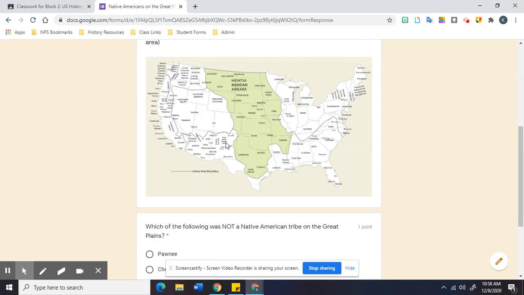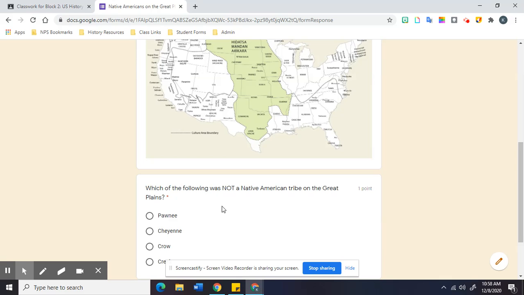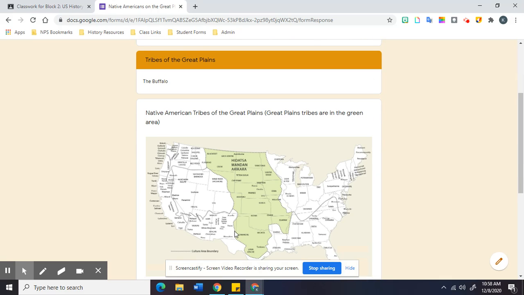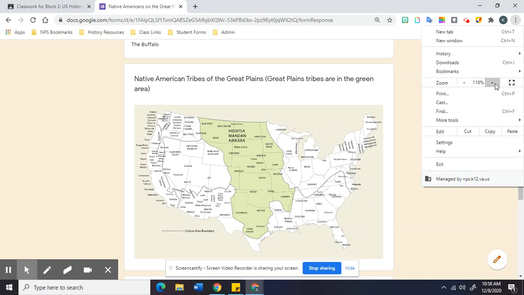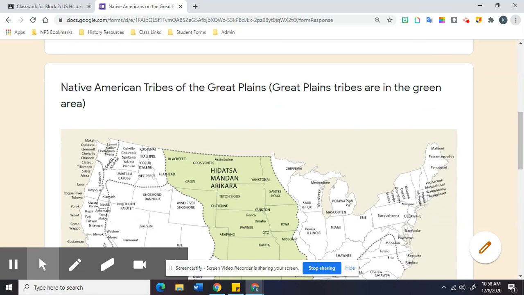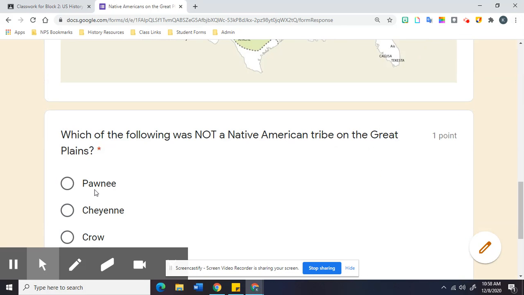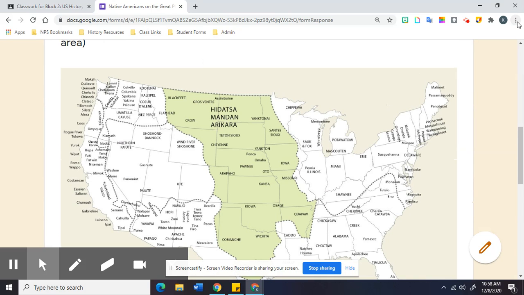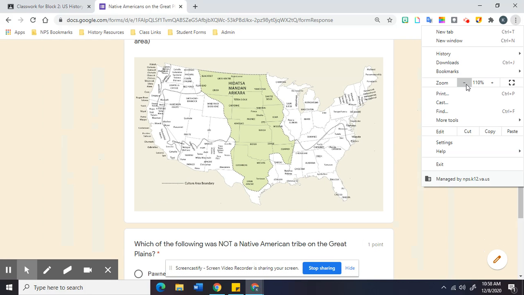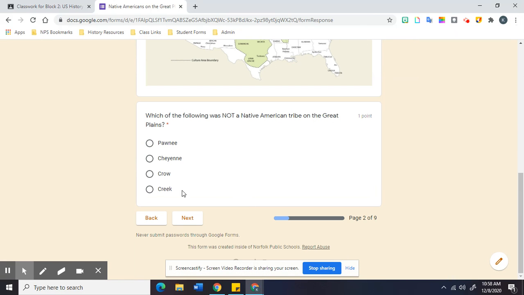So, I'm going to use this map to answer our first question. Which of the following was not a Native American tribe on the Great Plains? If you need to, click the three dots up here and zoom in so you can see a little bit better, but just do process of elimination. Look to see where the Pawnee are, the Cheyenne, the Crow, and the Creek. Once you have your answer, click next. And don't copy the answer I'm picking because it might not be right. I need you guys to use your map skills and find which one is not in the Great Plains.